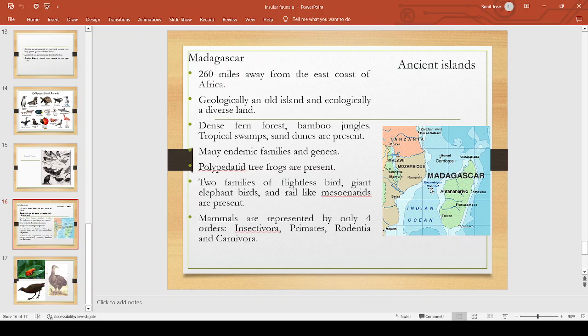That means some areas are Arctic forest, some areas are grassland. There are swamps and marshes. Just see the type of plants that you can see in Madagascar. I will show you the picture of Madagascar. There are different types of trees. See, these kinds of plants are there. These are the types of plants.